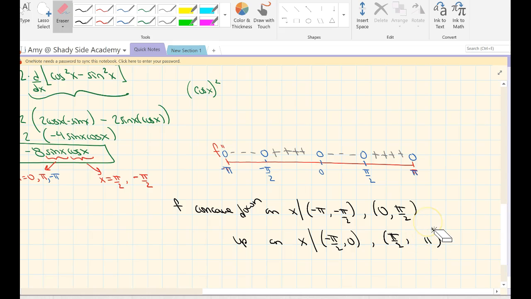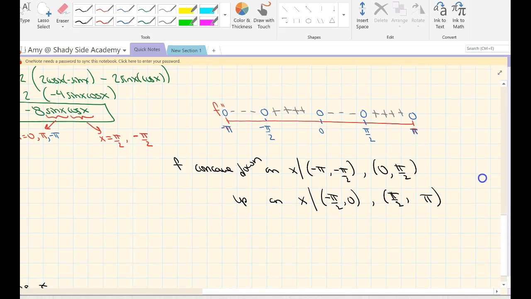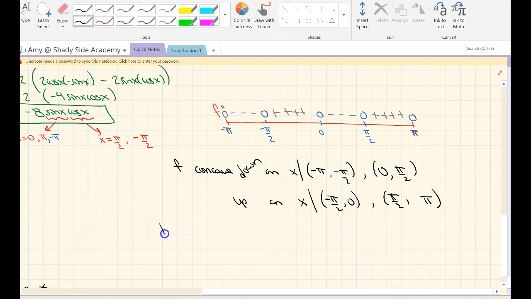X coordinates of points of inflection. Points of inflection, by definition, are points where the second derivative changes sign. Everyone in the know, everyone at the cool party knows that POI stands for points of inflection. At x equals negative pi over 2, at x equals 0, and x equals pi over 2.